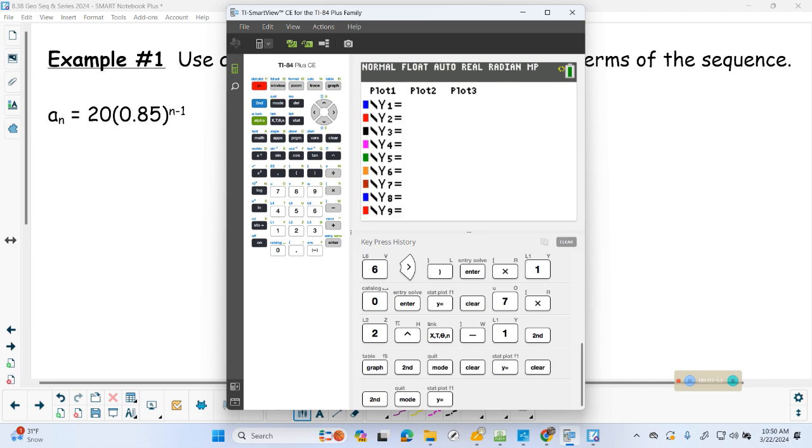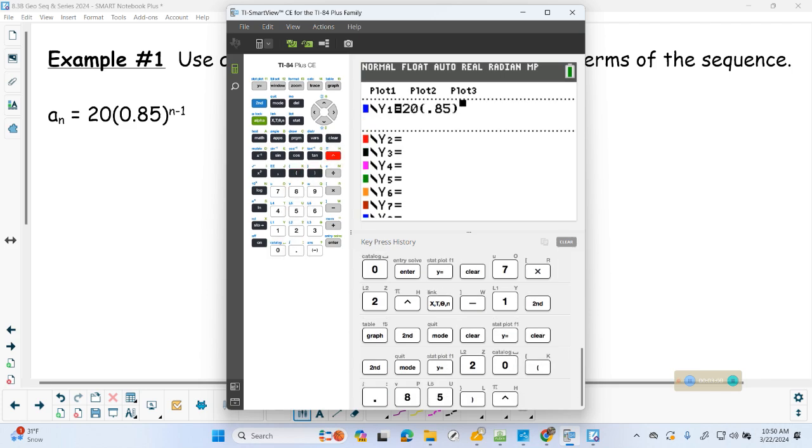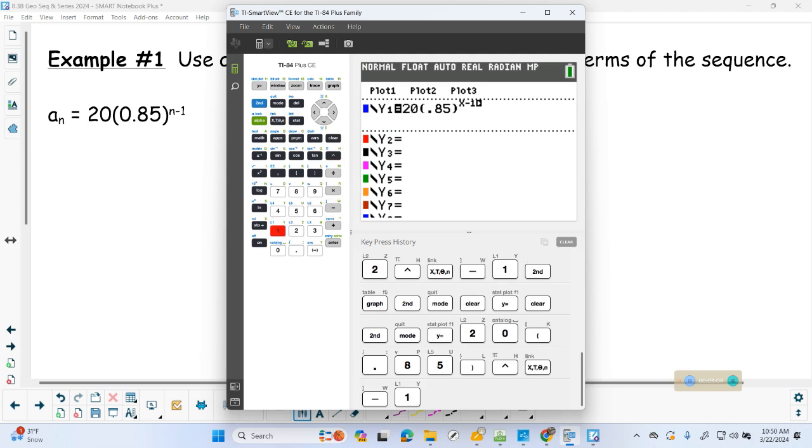I'm going to go to y equals. I'm going to type in this expression just as it appears. But of course, I'm going to change the variable from n to x, because who cares what variable we use. Now, I'm going to pull up the table, and that will give me all of the terms. So second graph.